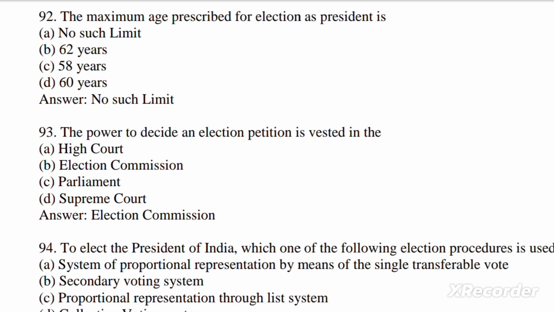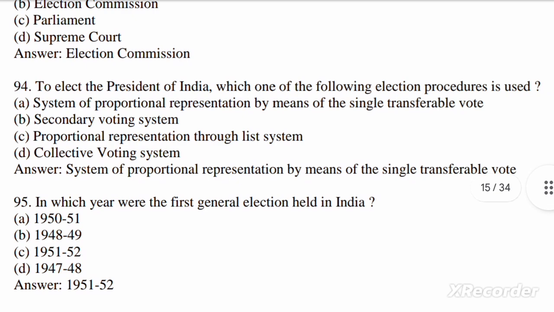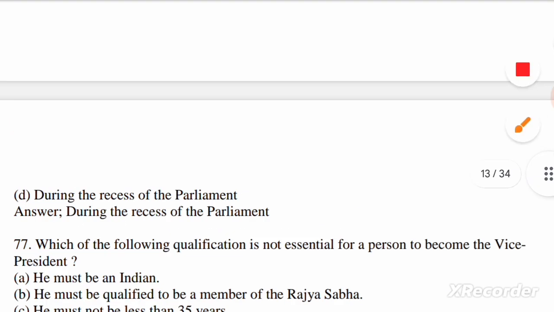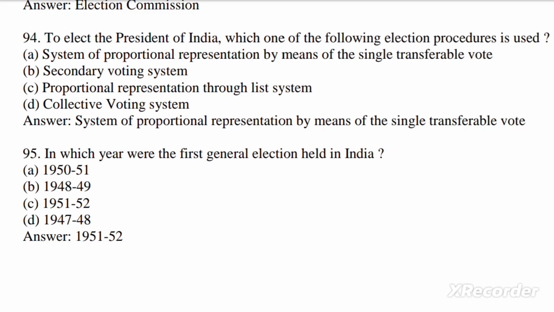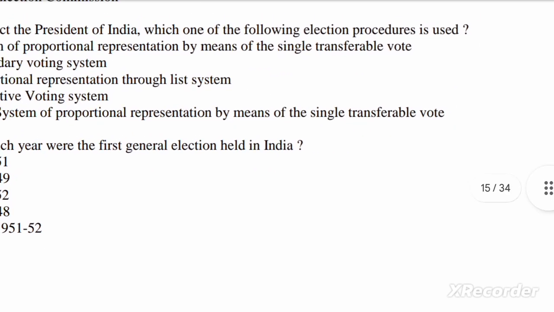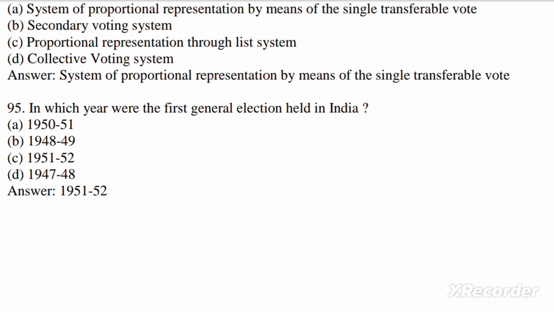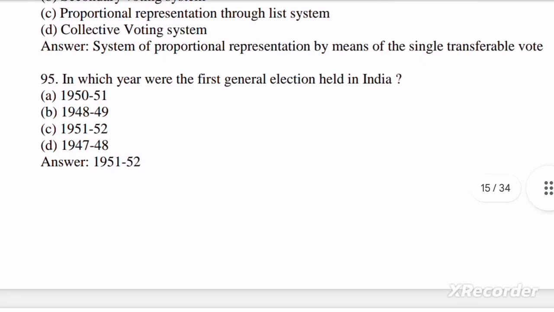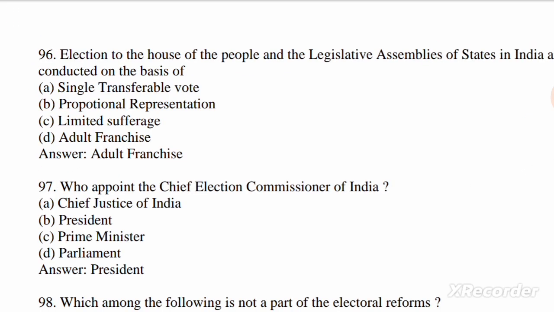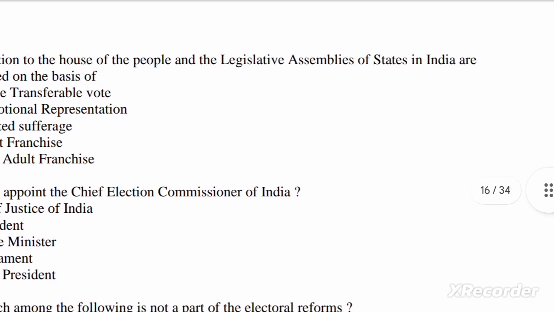94. To elect the President of India, which one of the following election procedures is used? Answer. System of proportional representation by means of the single transferable vote. 95. In which year were the first general elections held in India? 1951-52. 96. Election to the House of the People and the Legislative Assemblies of states in India are on adult franchise.